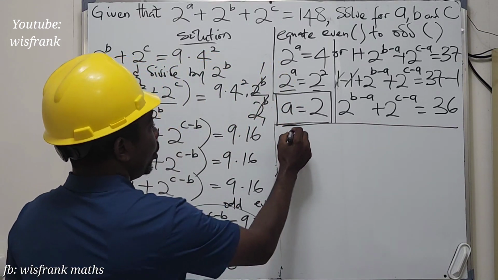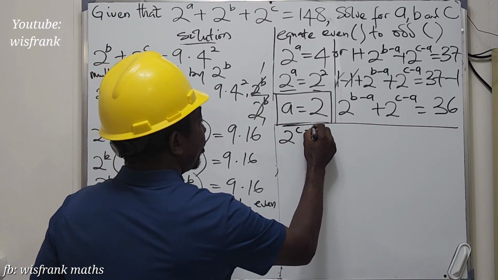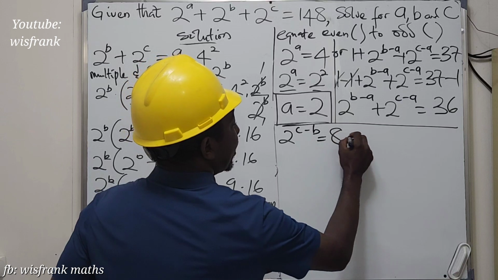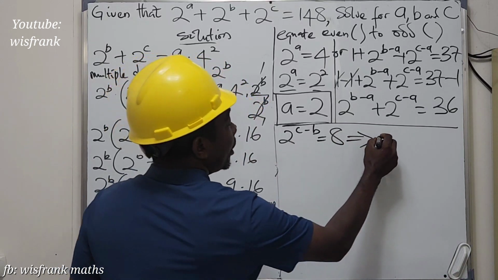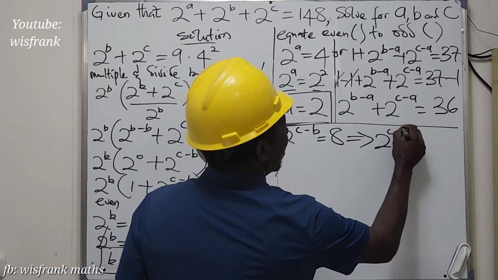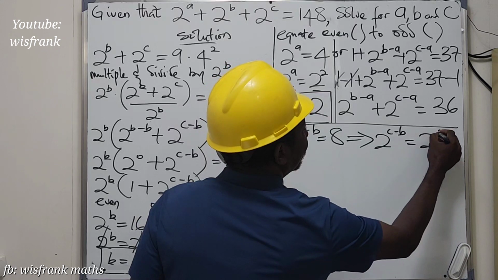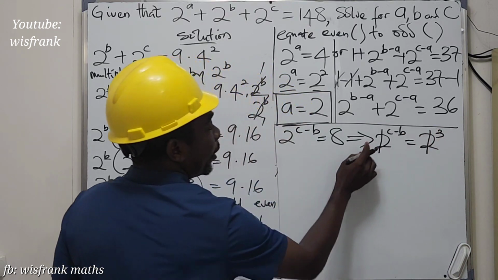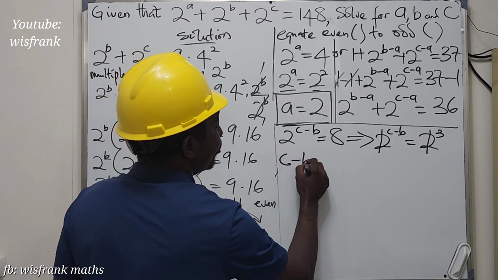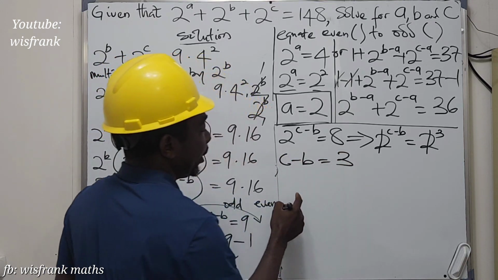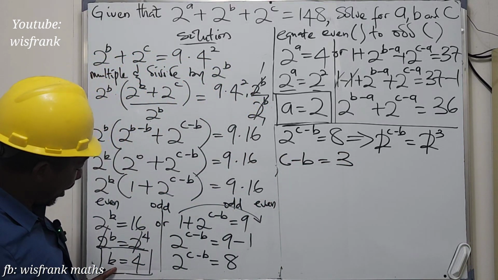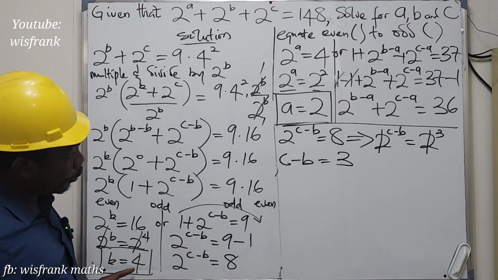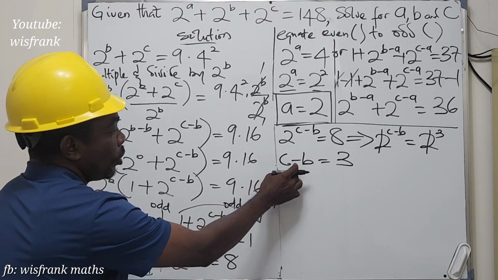So we have here 2 to the power of c minus b equals 8. Therefore, we have here 2 to the power of c minus b equals 2 to the power of 3. We have the same base here, so they will cancel each other. Therefore, here we have c minus b equals 3. And here we have a value of b equals 4. So we are going to substitute this in.